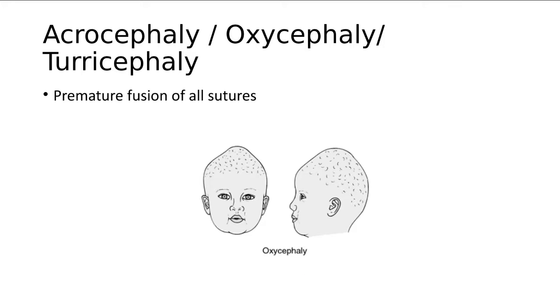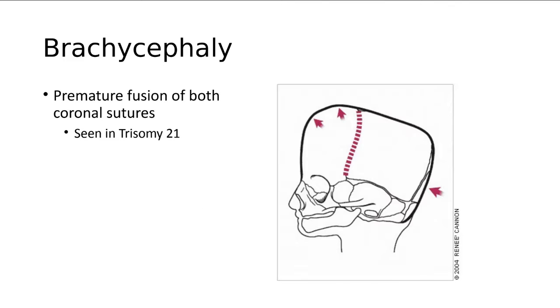Then we have where all the sutures have fused too early, and so the only expansion is through the anterior fontanelle until it fuses. This leaves you with a tower-shaped skull called turricephaly. Alternate terms are acrocephaly or oxycephaly. And where there's premature fusion of both coronal sutures, then there's restricted head growth in the AP direction, ending up with a flattened occiput, and that's called brachycephaly, and that's a characteristic head shape in trisomy 21.